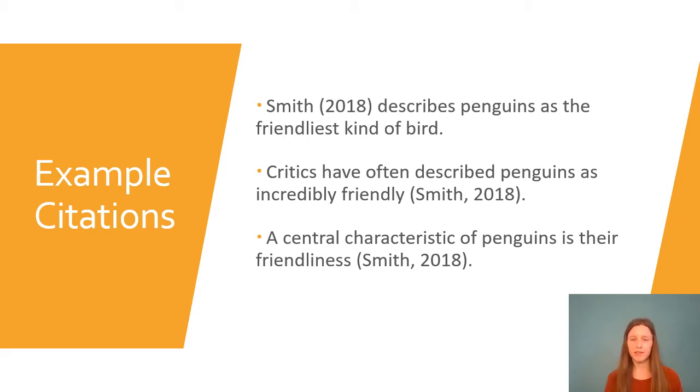So that works well. In that case, you give the author's last name and the year of their article in parentheses afterwards. The other two are if the title of the author of the source isn't the most important aspect of the source. Perhaps you're just wanting to make a claim like critics' opinions about penguins or just the penguin's friendliness, and you want to provide some evidence afterwards. In that case, just write your sentence and then put the citation at the end. The author's last name, a comma, the year, and close the parentheses, and then put the full stop there. So that's how you would cite in Harvard.